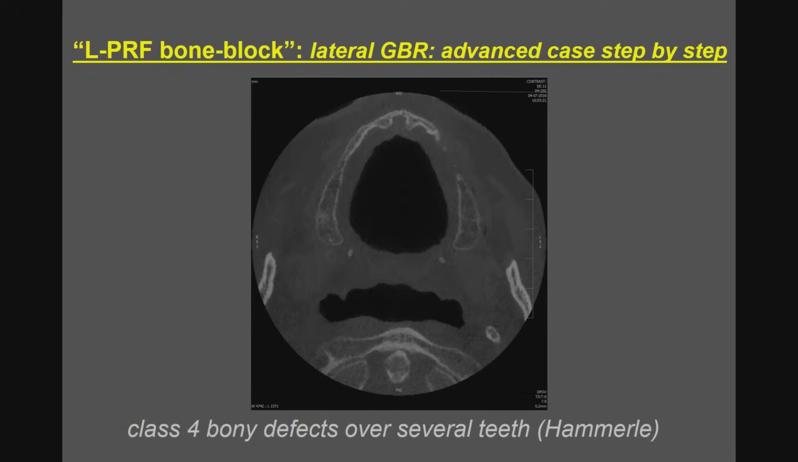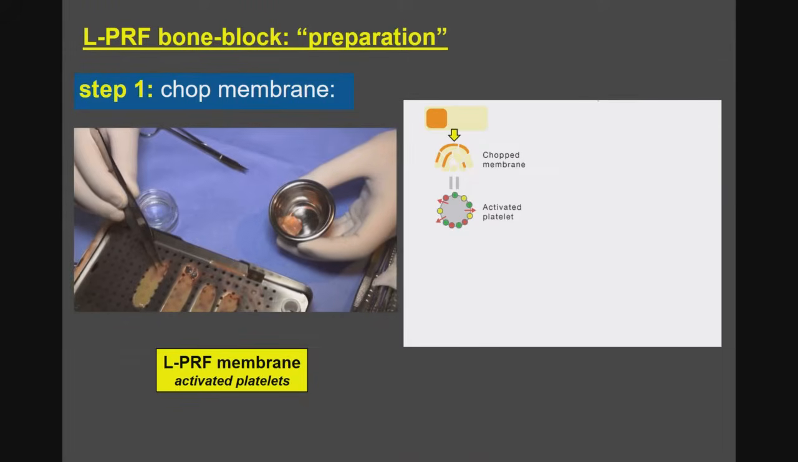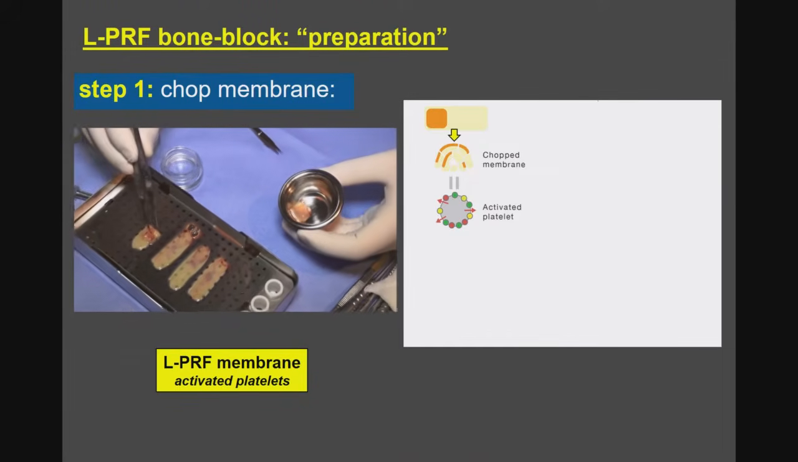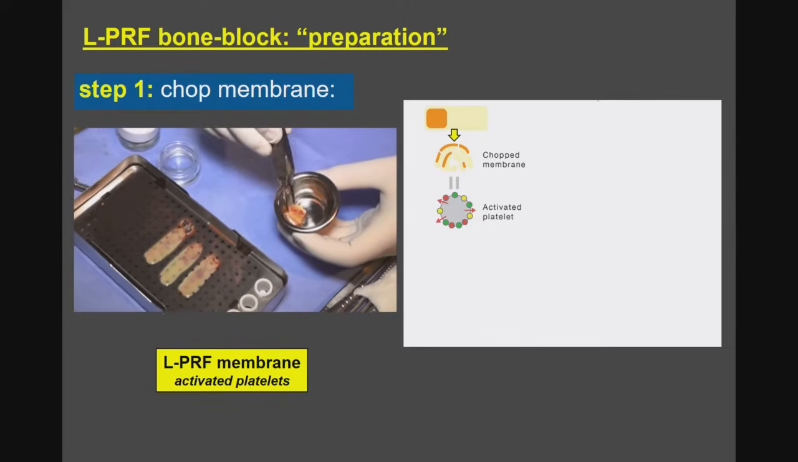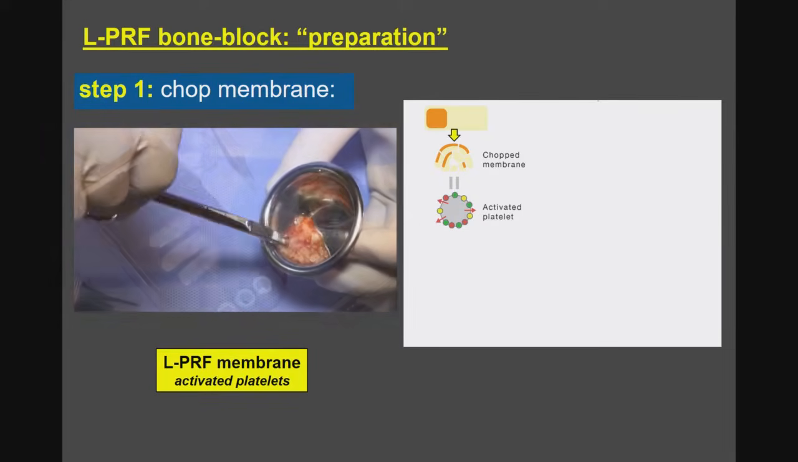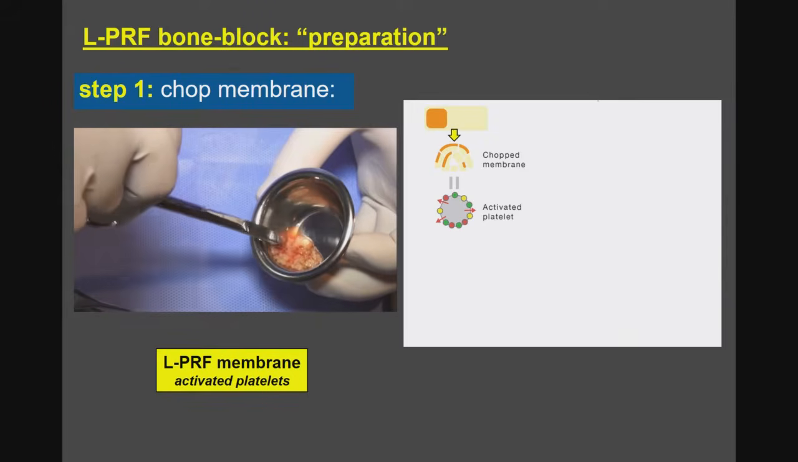But what should we do if we have class 4 bony defects, and this over several teeth, like in this case here, where there is nearly no bone anymore? Then we propose you to work with an LPRF bone block. And also here, the preparation is quite simple.